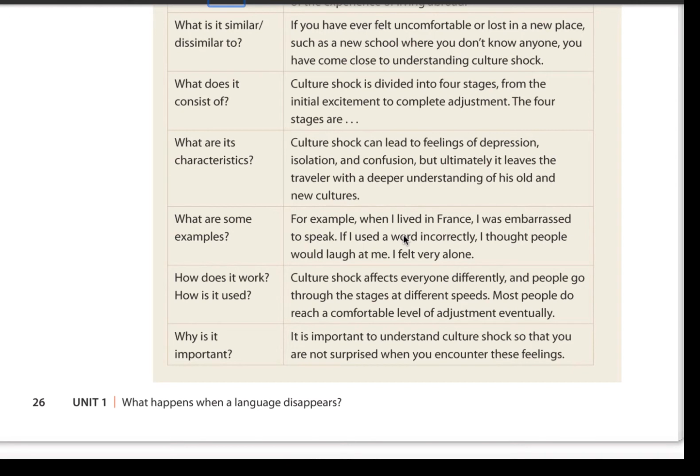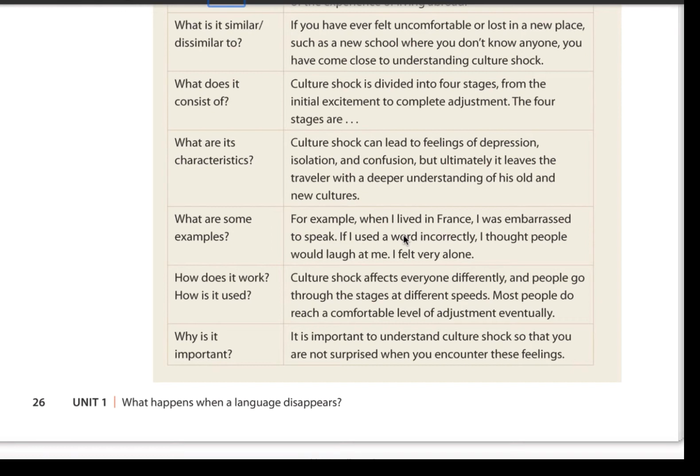Now, how does it work? This goes into the broader scale of your words. So this person's going to take culture shock and say, okay, this is everyone. Anyone who experiences going to a different culture will experience this. But people will go through it in different speeds. And most people will reach a level of being comfortable, and they will adjust eventually. So that's kind of how it works.